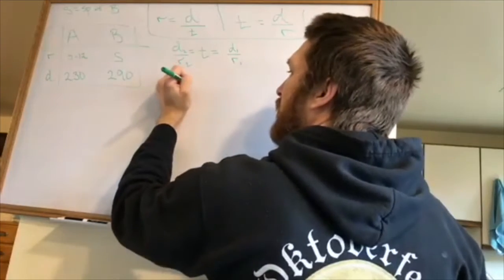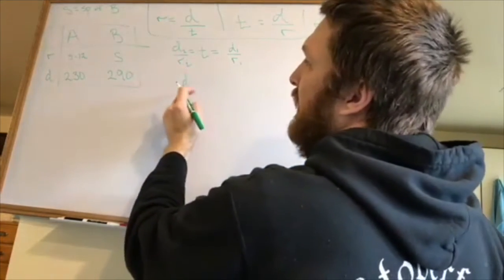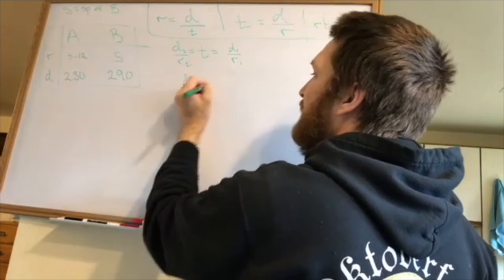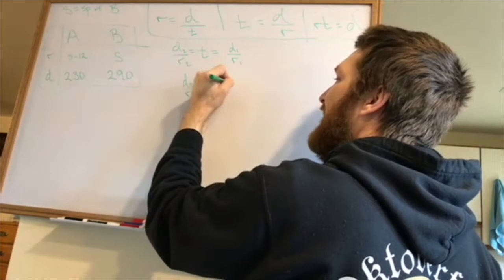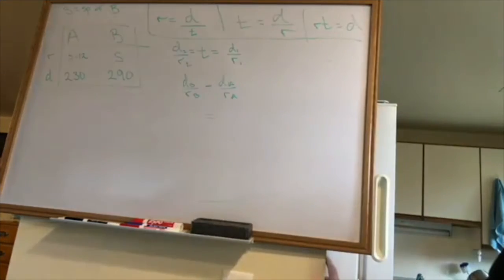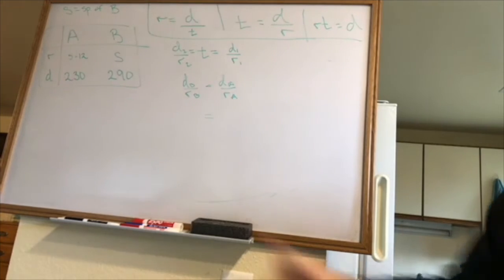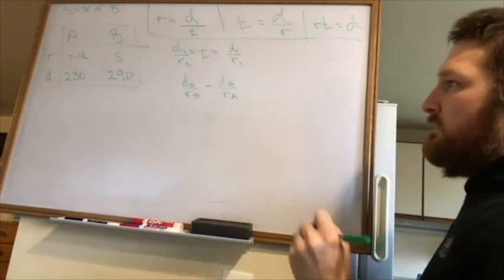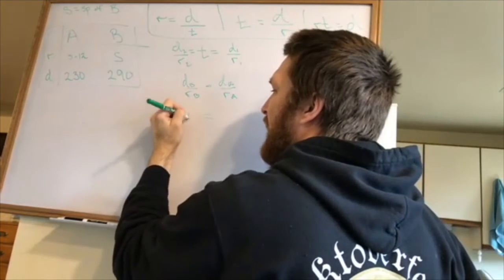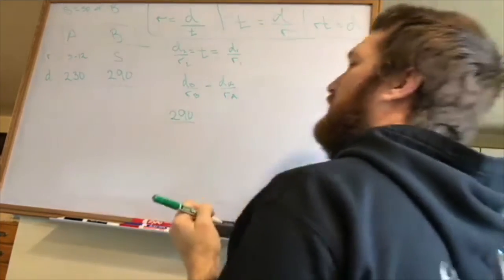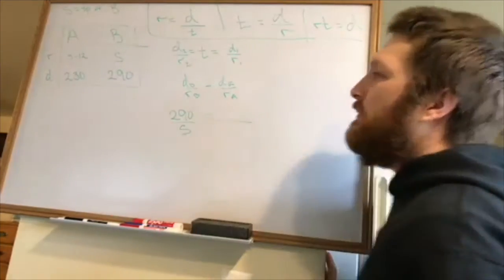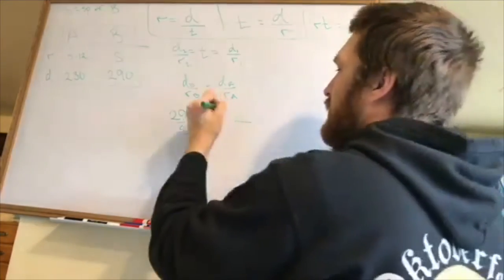D2 over R2, or we could think about that as the distance that B travels over the rate of B equal to the distance that A travels over the rate of A. Well, what is that? What is the distance that B travels? 290. And what's the rate at which it travels? S. Okay, what about this other fraction? What should it be? 230 over S minus 12.